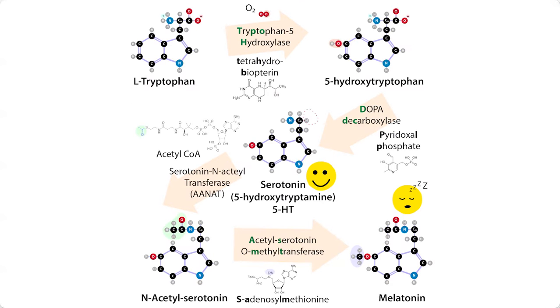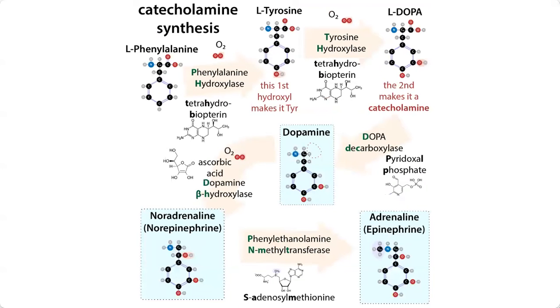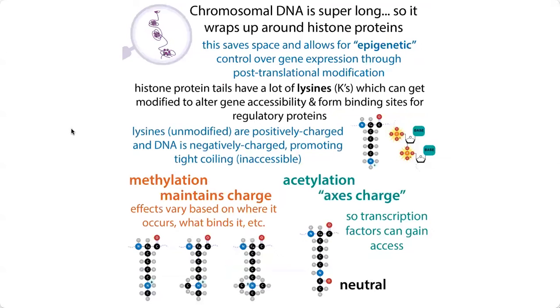And this allows us to methylate things in the process of making various hormones like melatonin and adrenaline, as well as to methylate proteins. So we can methylate the histone proteins that our DNA is wrapped around. This allows us to alter the accessibility of regions of our DNA in order to make it so that we only make certain proteins at certain times.